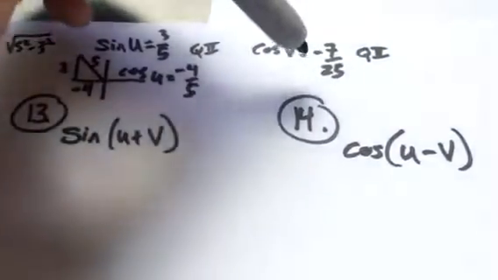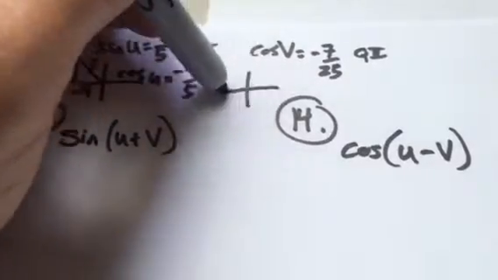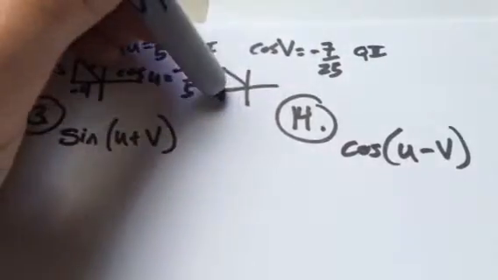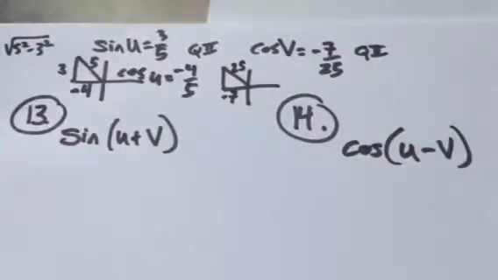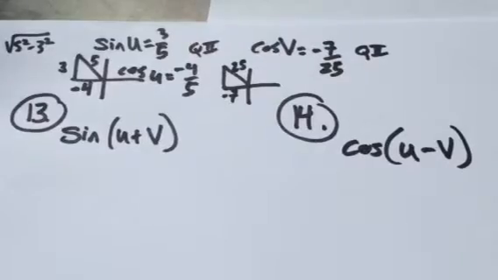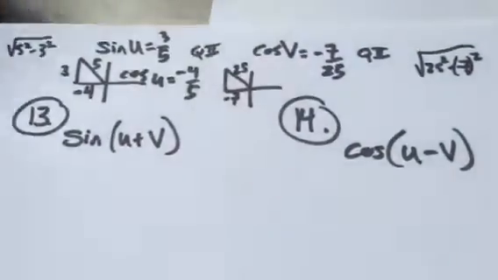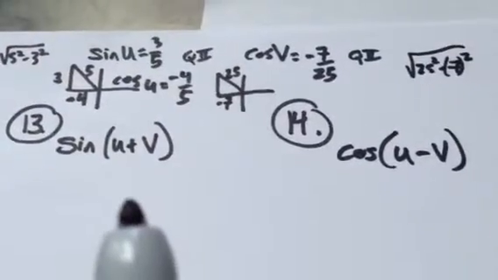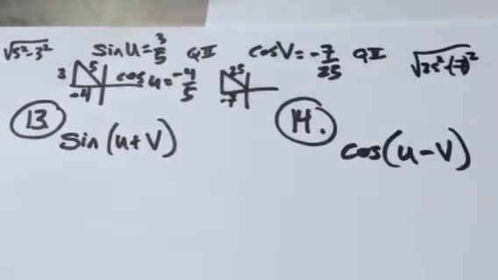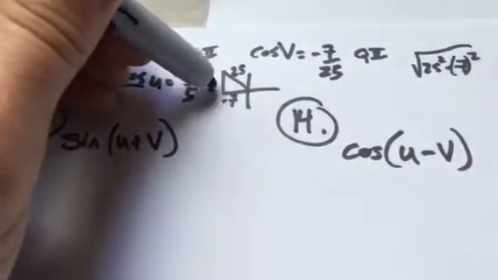I can do some similar argument for cosine of v. Again, I know that it's in quadrant 2. That's given. Cosine's about width, so it's negative 7 over 25. And again, I can use Pythagorean theorem and go square root 25 squared minus 7 squared. It's a negative 7, but it'll come out to 49, like subtracting 49. If I do all that, it's going to end up being a 24. So that means that my height is 24.